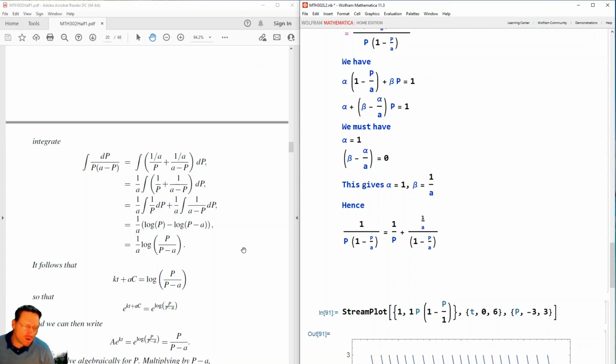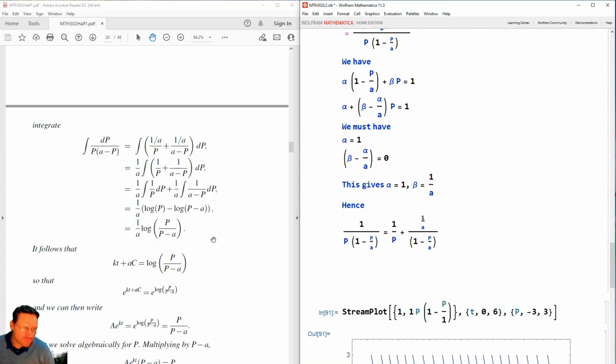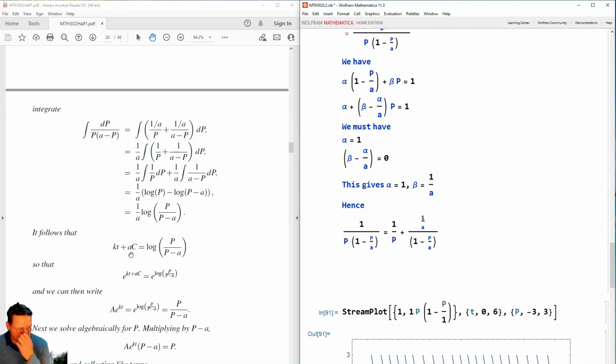So we apply that log rule there, and we find that our integral is 1 over a log of p over p minus a. Now, comparing with our right-hand side, we have kt plus c, the constant of integration, times a, is equal to log of p over p minus a.